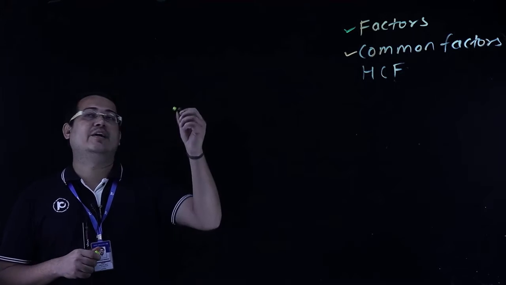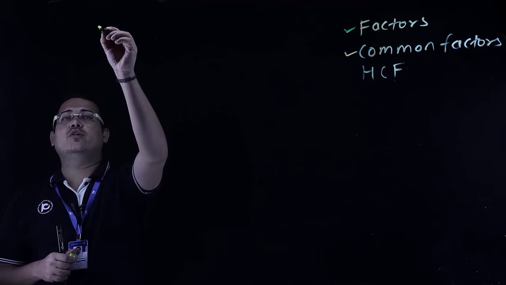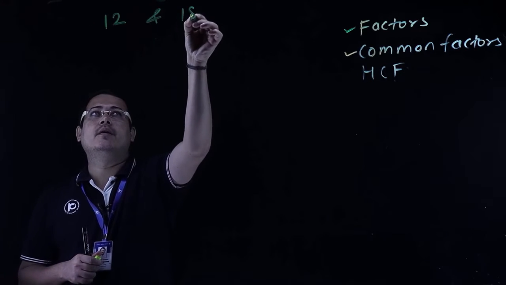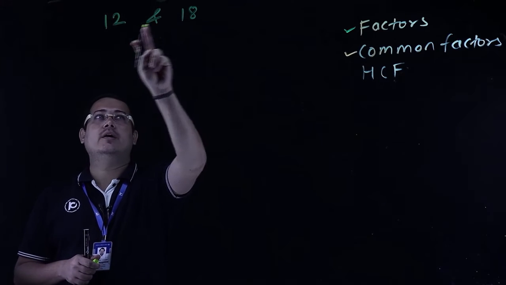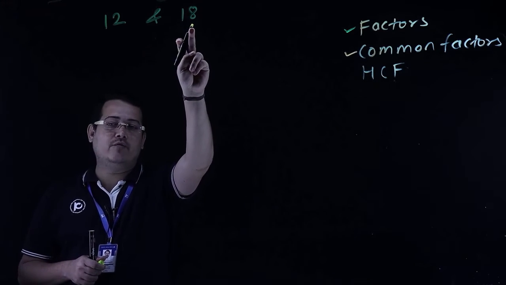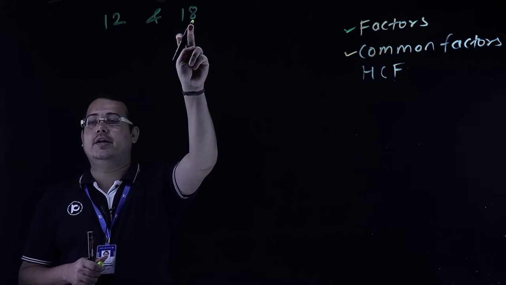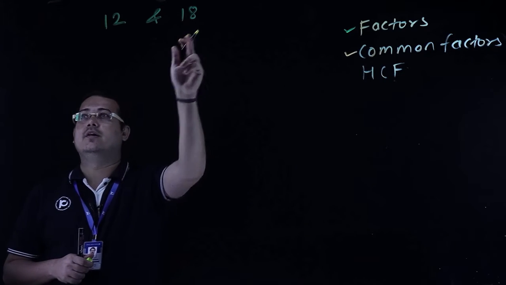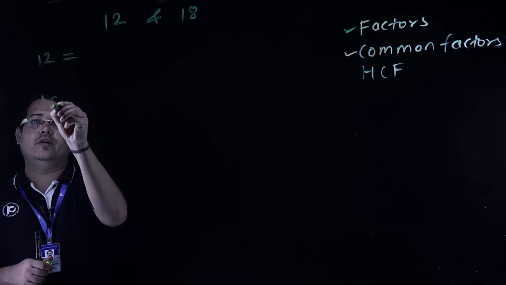Taking two different numbers, we will find out the common factors between 12 and 18. Let us see which factors are common between 12 and 18. First of all, we will find out the factors of 12 separately, then the factors of 18, and then we will circle the common factors between 12 and 18.